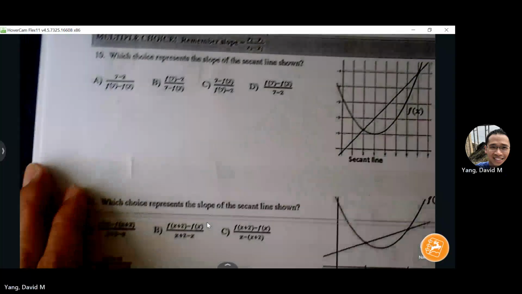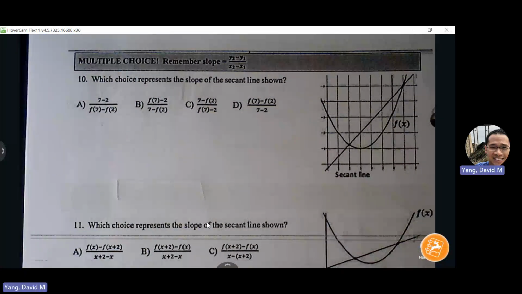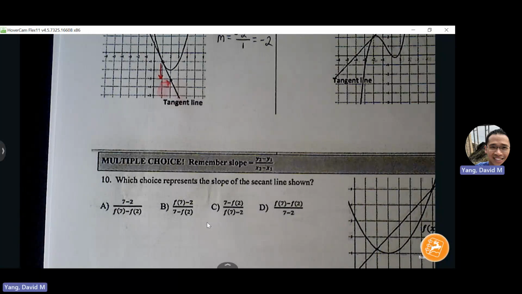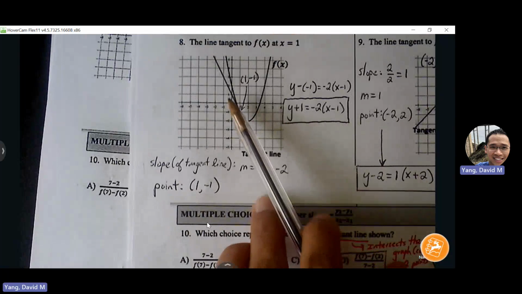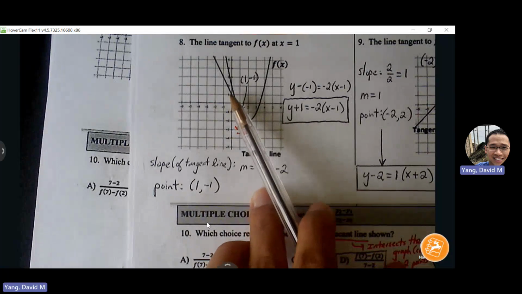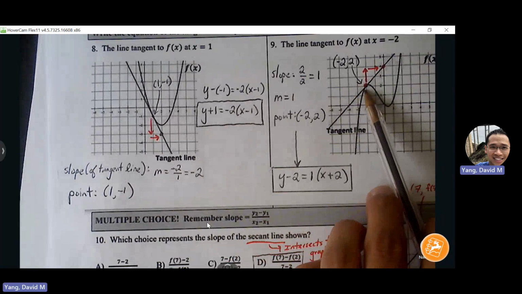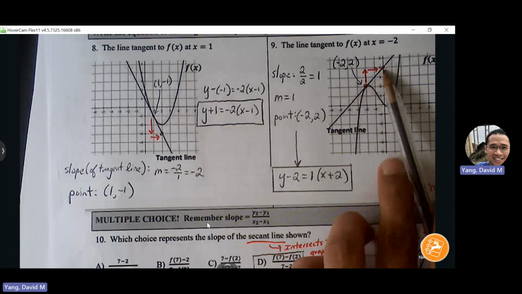Okay, so number 10 on page 2. It says which choice represents the slope of the secant line. So we talked about tangent line. Tangent line is if the line intersects the curve at exactly 1 point. But I want to highlight something else: not only does a tangent line skim the surface of the graph at 1 point, it also shares the exact same steepness of that curve at that point. So you can imagine, even at this point here, it's still a rising slope, and that's going to match the slope of this line.